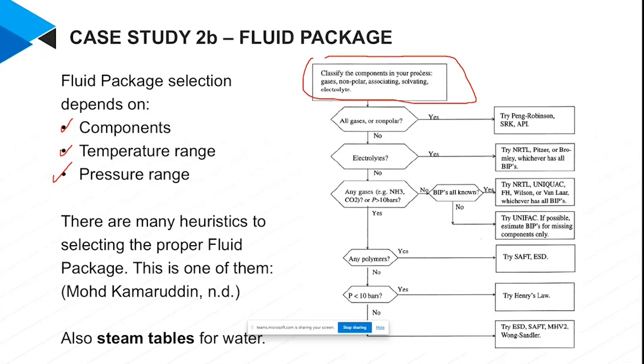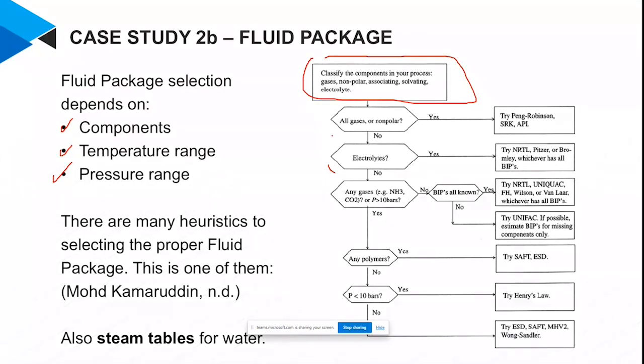Classify all the components you process: your gas, non-polar, associating, solvating, electrolyte. Is it all gas or non-polar? If yes, then you choose Peng Robinson, SRK. If it's electrolyte, you choose this. If it's not, then so on and so forth. So this is some guideline about how you choose the required fluid package.